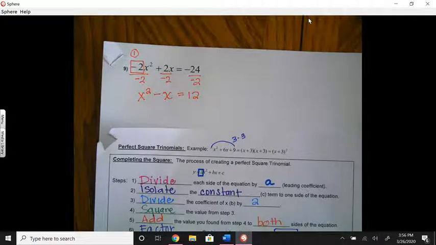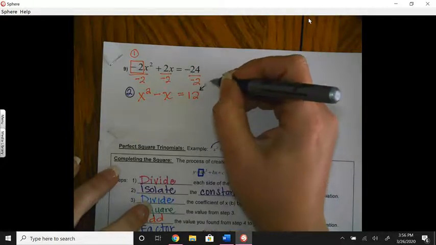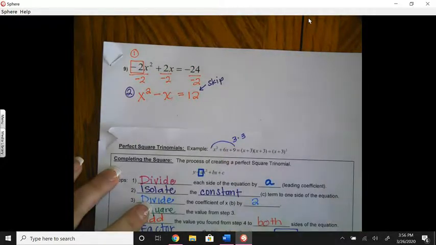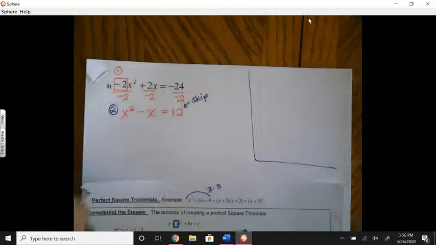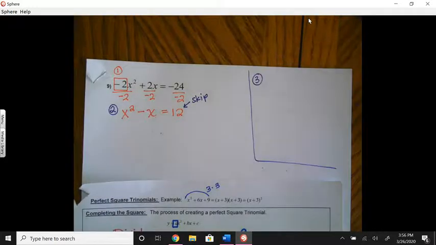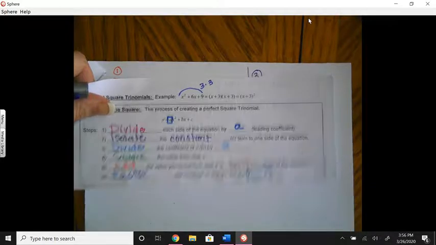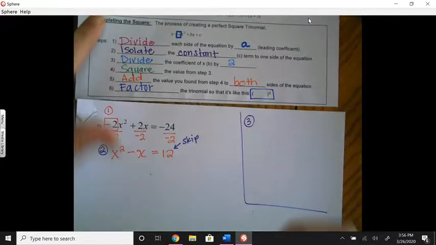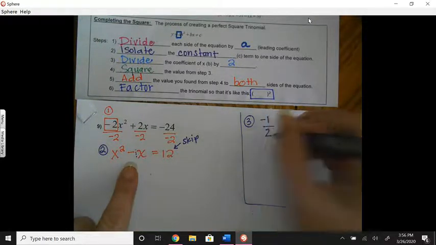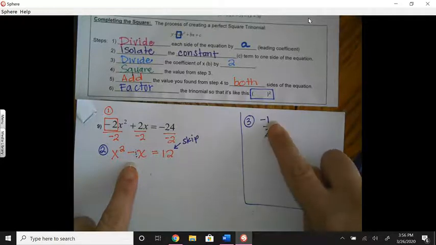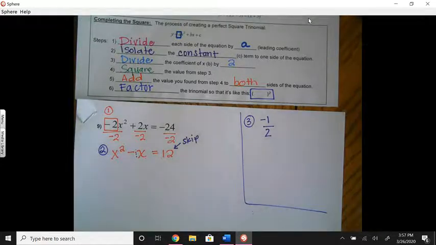Step 2, we want the constant by itself. So it already is, so we can skip step 2. Step 3, so I would do this on the side. Step 3 is you take the number that is in front of the x and divide it by 2. I'm going to take this number here, which is negative 1, and I'm going to divide it by 2. And since 2 doesn't go evenly into negative 1, I'm just going to leave it as negative 1/2. So that was step 3.